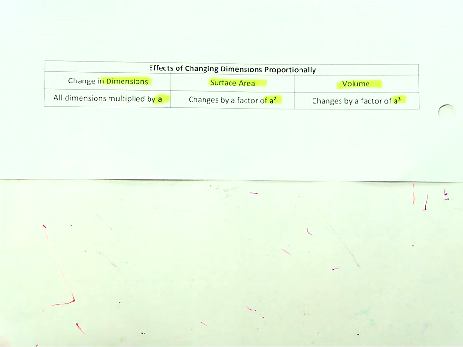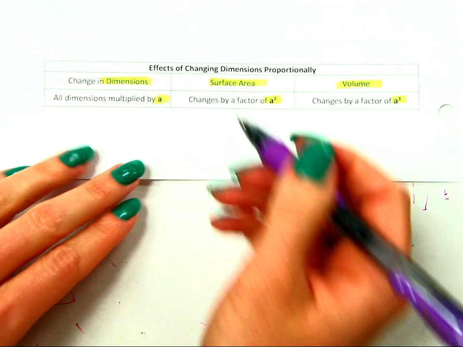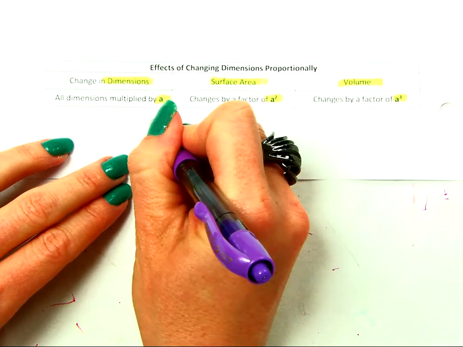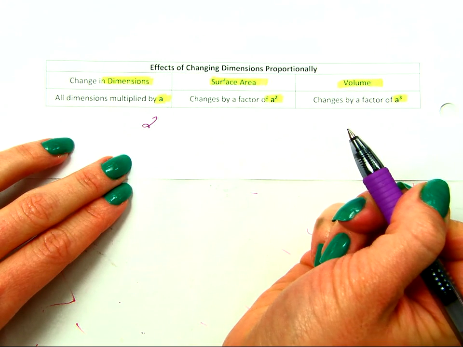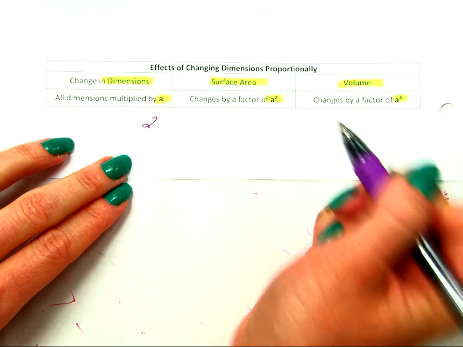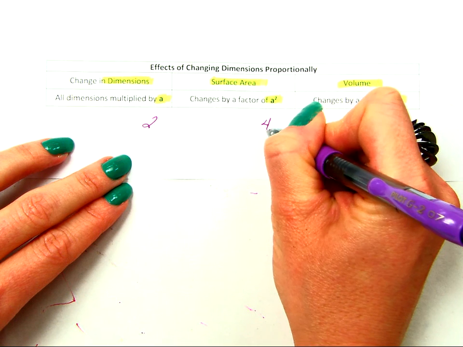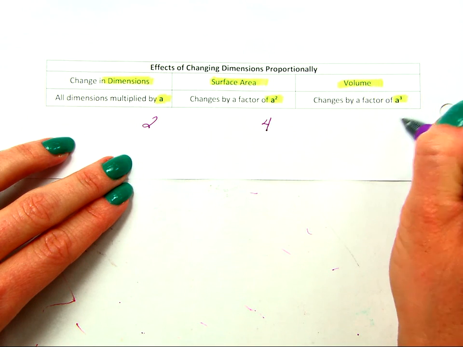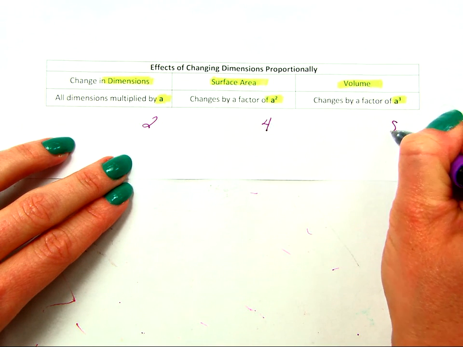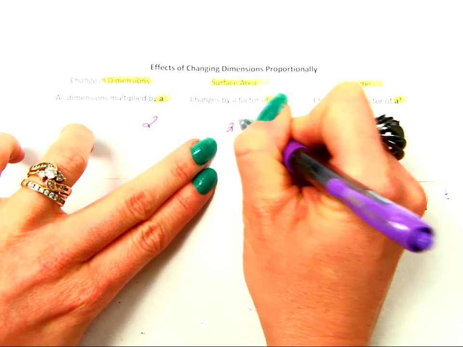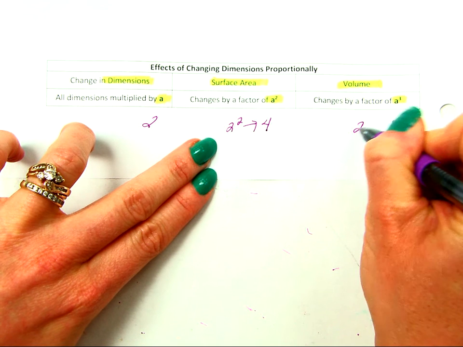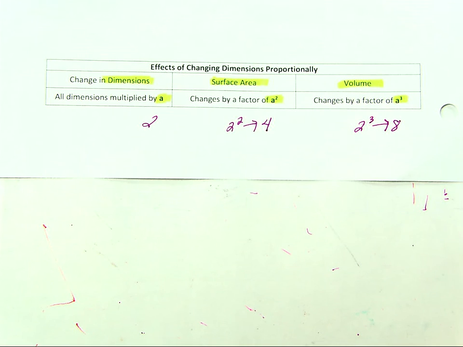So if we say we had a box and we doubled the length, width, and height, we doubled the dimensions, my surface area would quadruple, but my volume would actually increase by 8 times, because this would be 2 squared and this would be 2 cubed. And that is always going to be the case when you change your dimensions proportionally.